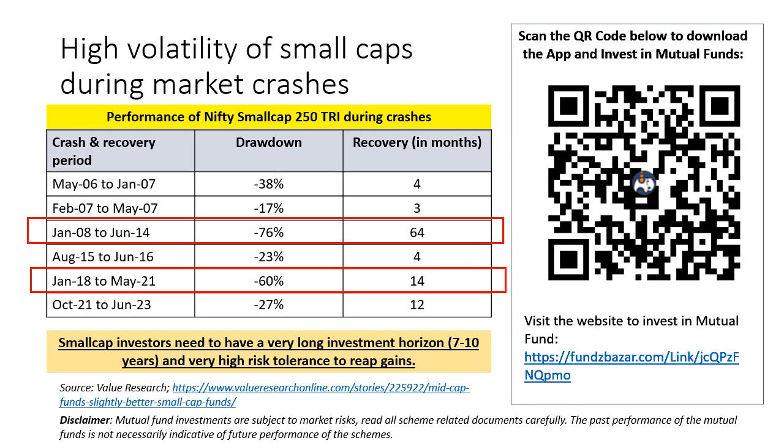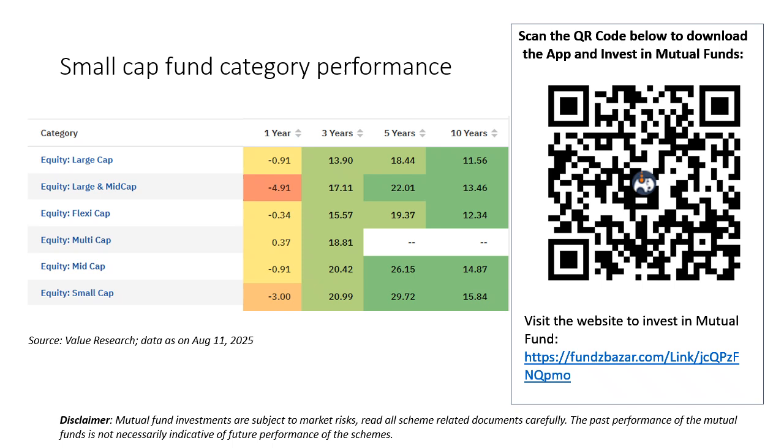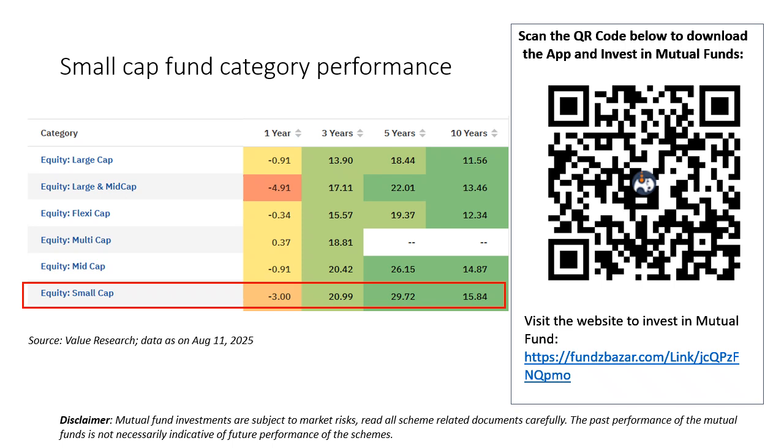The small cap index crashed by almost 60% and took 14 months to return to the pre-crash levels. So let's look at the small cap fund category's performance. These are some of the prominent equity fund categories. Look at small cap. Over a 10-year period, it has delivered a return of 15.8%, which is the highest among the major categories which you are seeing over here.